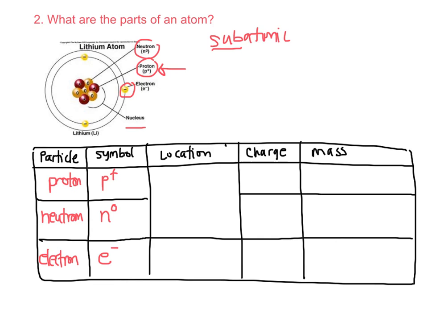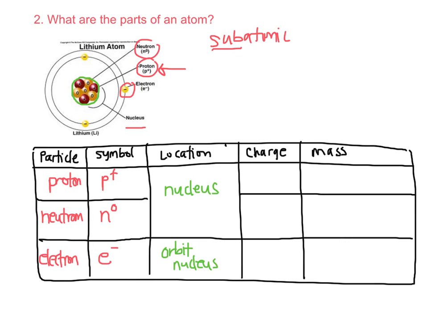The location of protons and neutrons is the nucleus. They actually make up the nucleus. It's not like there's a little case around the nucleus and the protons and neutrons are packed inside of there. In fact, the protons and the neutrons stick together to make the nucleus. And electrons are orbiting the nucleus, so they're outside of the nucleus.